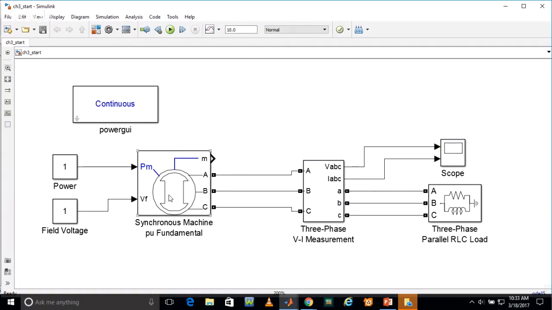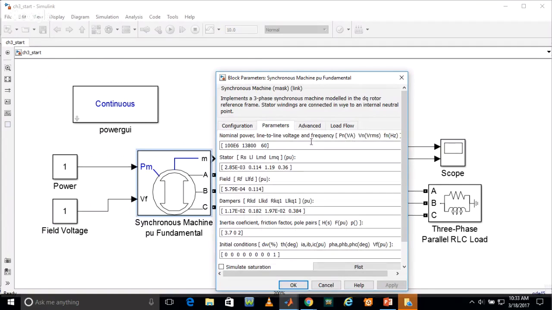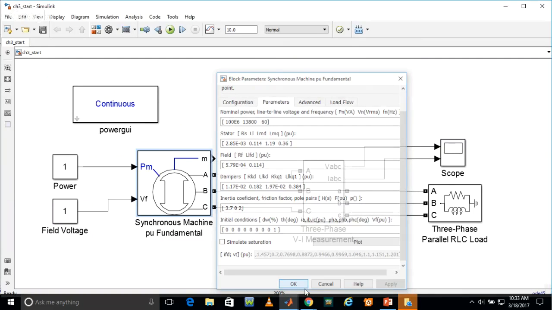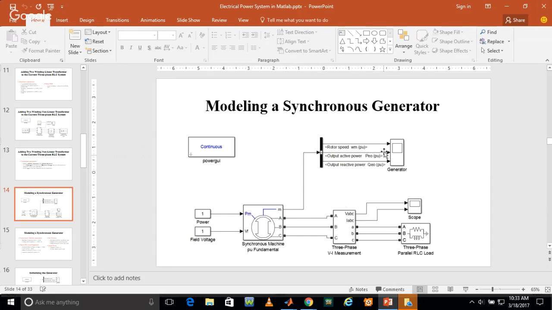Synchronous machine PU fundamental is there. If you double click it and go to parameters, put down the parameters of your synchronous generator. It is working at 13,800 volts at 60 hertz, and the power it is giving is 100 e to power 6, 100 megawatts. This we have given, and we have connected it to this whole system. But the thing we want to develop is this: for a synchronous generator, we want to find out its rotor speed, its active output power or reactive output power. We want to check how it is going.